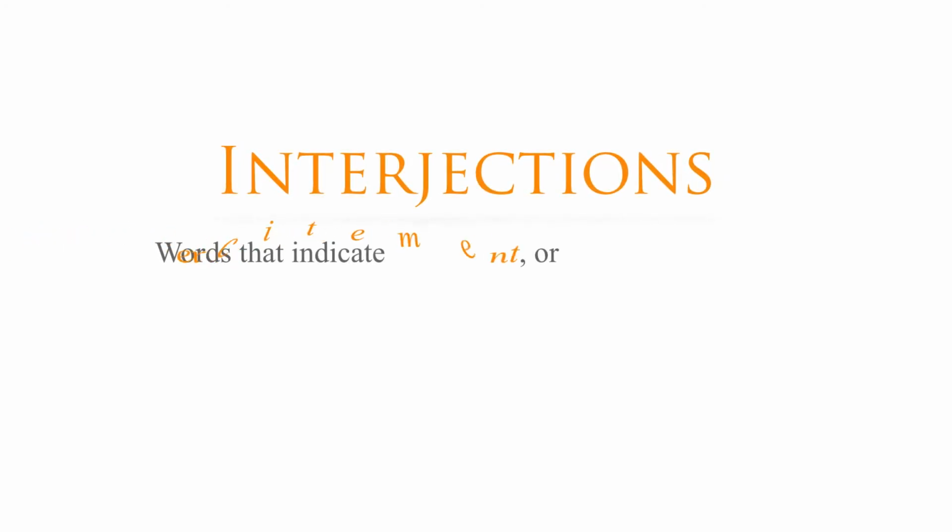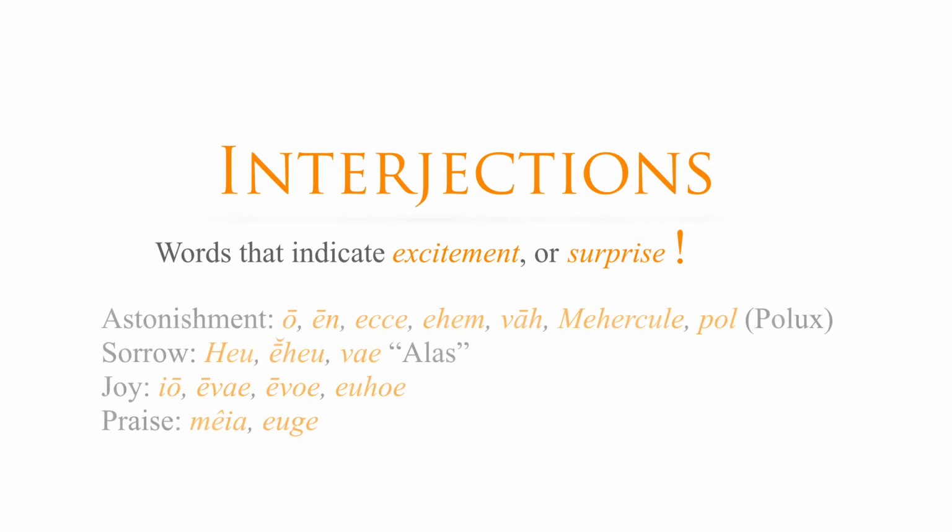Finally, we have the interjection. These are words that indicate excitement or surprise. For example, in English, we might say wow or oh, ah. In Latin, we have o, ecce, me hercule. Or, if you wanted to express some sorrow, heu, eheu, or vae.